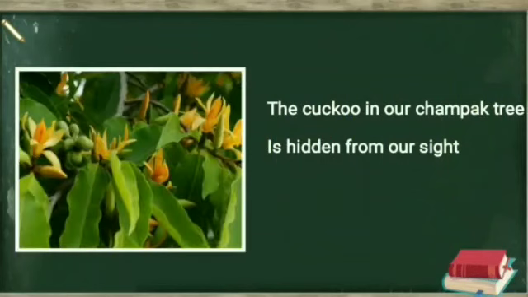The cuckoo in our champak tree is hidden from our sight. So, what is a champak tree? It is a very tall tree with many yellow or white flowers that have a strong sweet smell. Can you see these flowers in this picture? These are the champak flowers. They have a very strong smell and these trees are very tall.